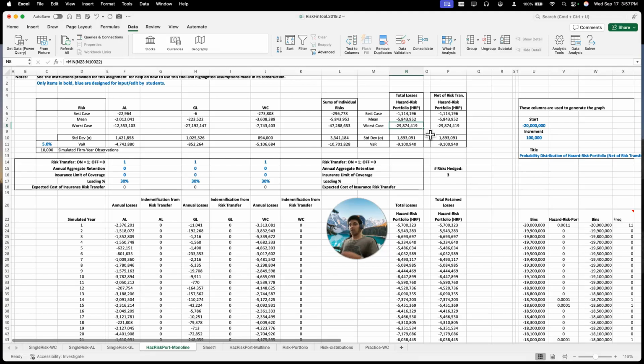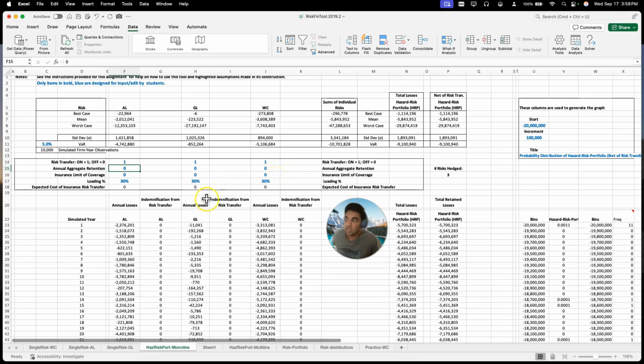In reality, for actual firms, there's no way they can tell, is it going to be auto liability? Is it going to be general liability? How is this 30 million split among the three? There's no way they're going to be able to tell in the future the amount of losses they're going to have. So this risk financing tool is extremely limited, but it's meant to open up to the next assignment where we're going to figure out how to efficiently value these retentions, and how much of a budget we want to use.